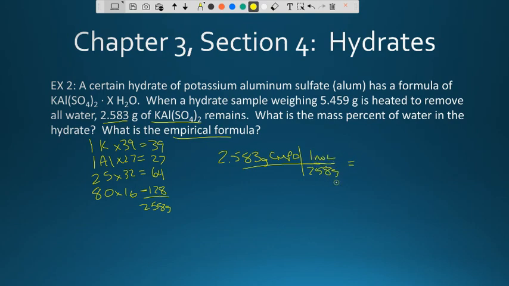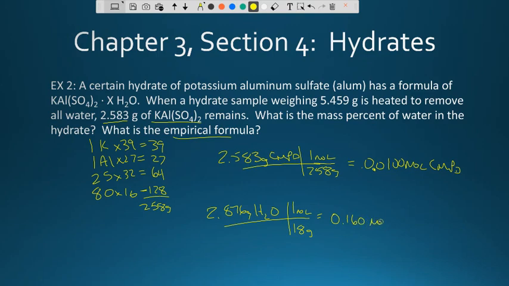All right, so that's going to give me 0.0100 moles of the compound. Okay, now we do the exact same thing for the water. Okay, we said that we had, looking back, 2.876 grams of water. Okay, we had that previously. So 2.876 grams of water, and water is 18 grams per mole. And so I see that I have 0.160 moles of water. Now remember what we do with empirical formulas, we divide by the smallest number of moles.